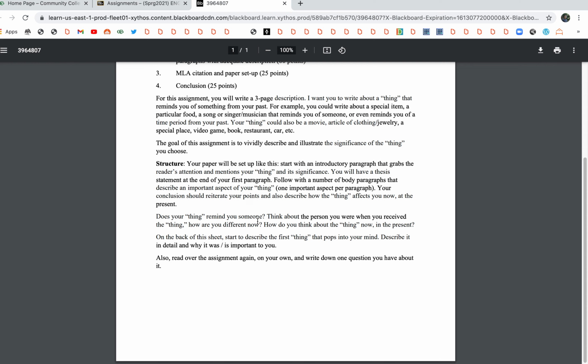So what I want you to do, and please do this, on the back of the sheet, start to describe the first thing that pops in your mind. Describe it in detail and why it's important to you. Some things may have been important to you, and you may not have them anymore. If it's a baseball glove or a piece of jewelry, you could have lost it, or thrown it away by accident. If you still have it, describe why it's important to you.